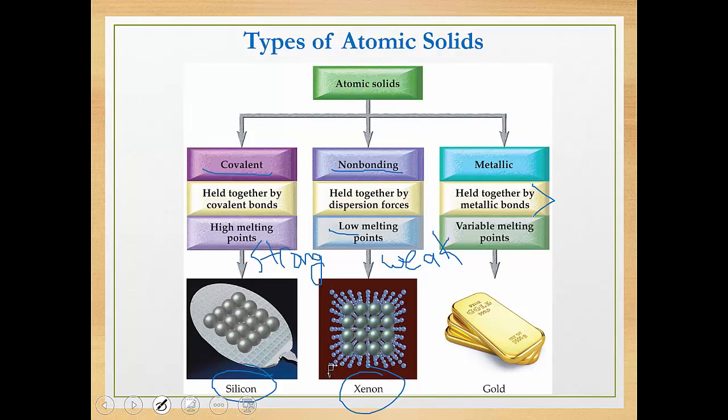It depends on the metal itself. They're metallic bonds, and depending on the particular metal, the type of metallic bond it has, you'll get these variable melting points. So you can't really say, generally speaking, what kind of melting point you're going to have with a metal.